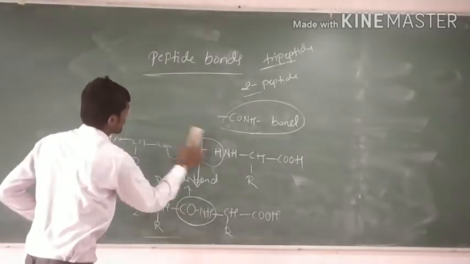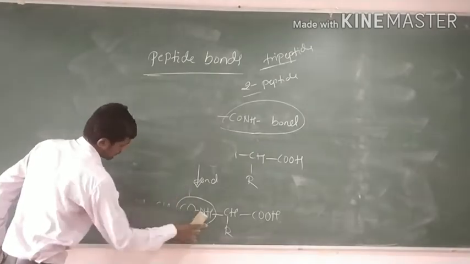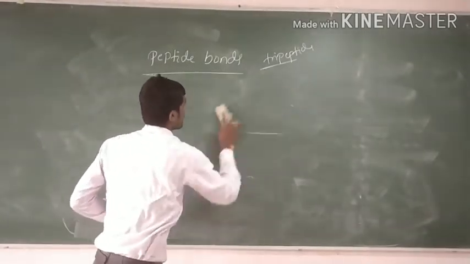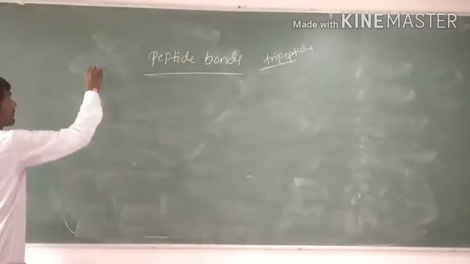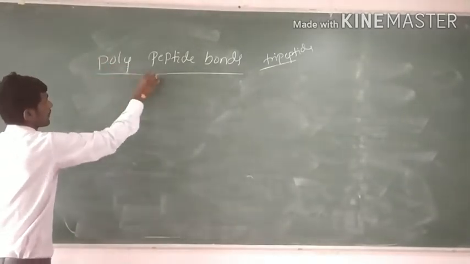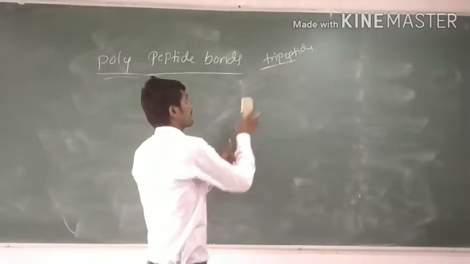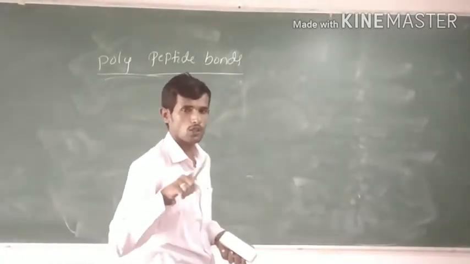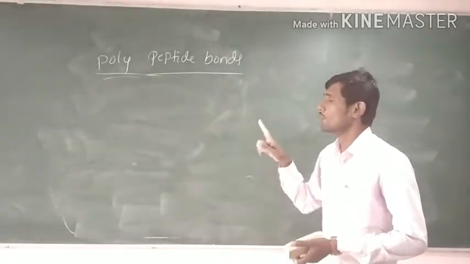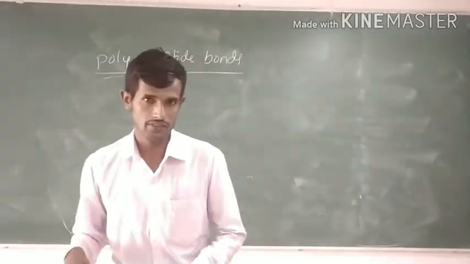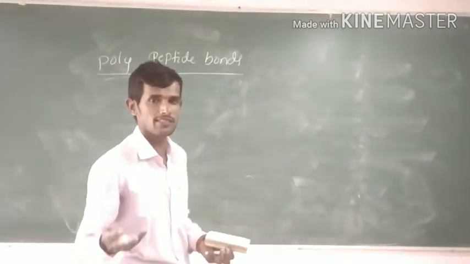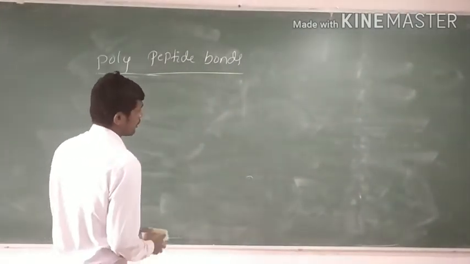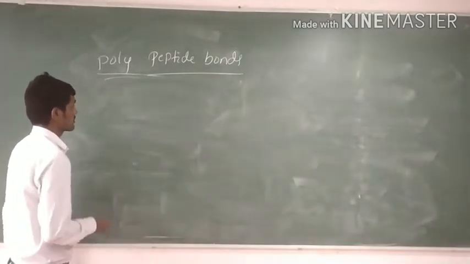Next, polypeptide bond. Concept about the polypeptide bonds. Here, several amino acids themselves undergo condensation. At that time, they form a number of CONH bonds.